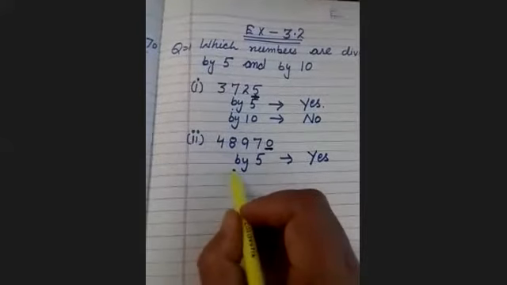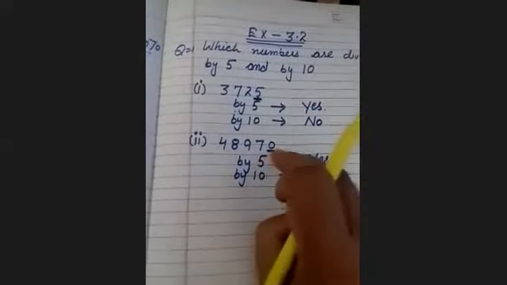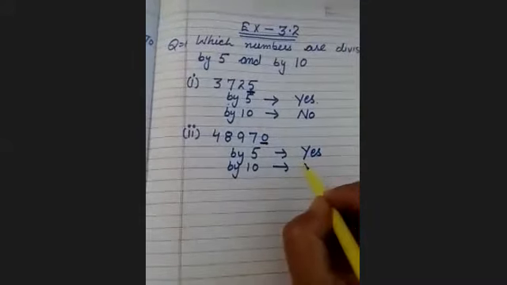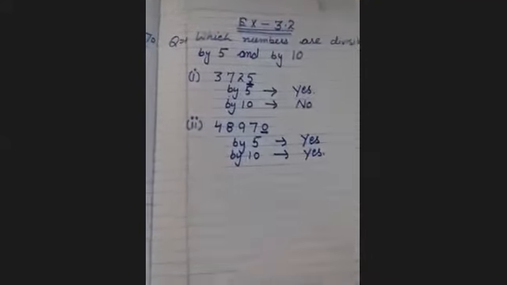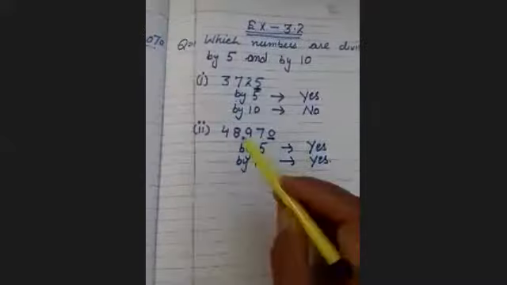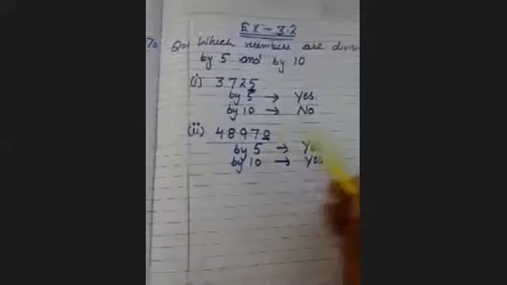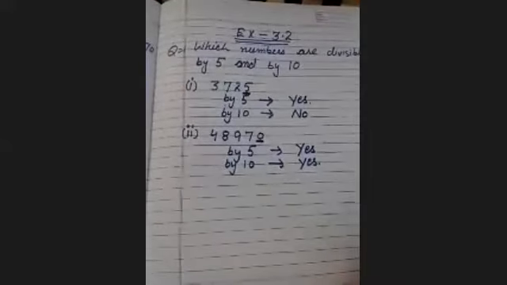Now check divisibility by 10. According to the rules, a number is divisible by 10 if our last digit is 0. And here our last digit is 0. So your answer yes. This number is divisible by 5 and divisible by 10. Clear, students?